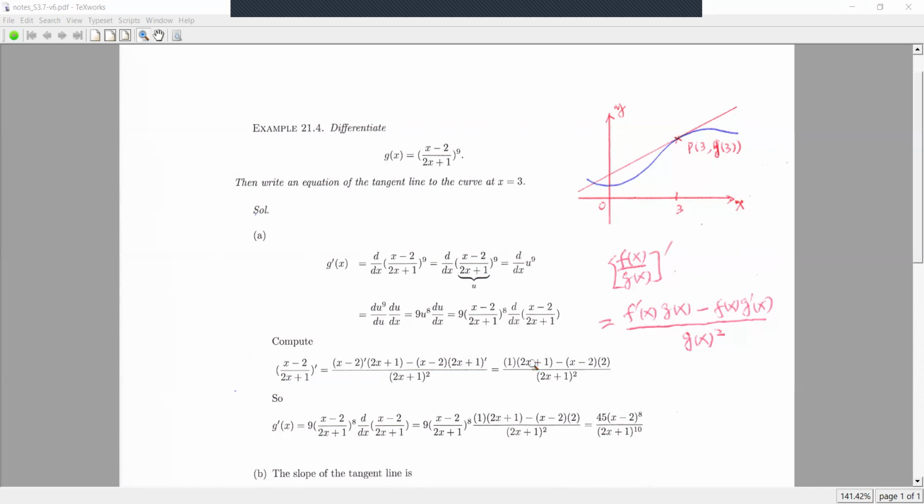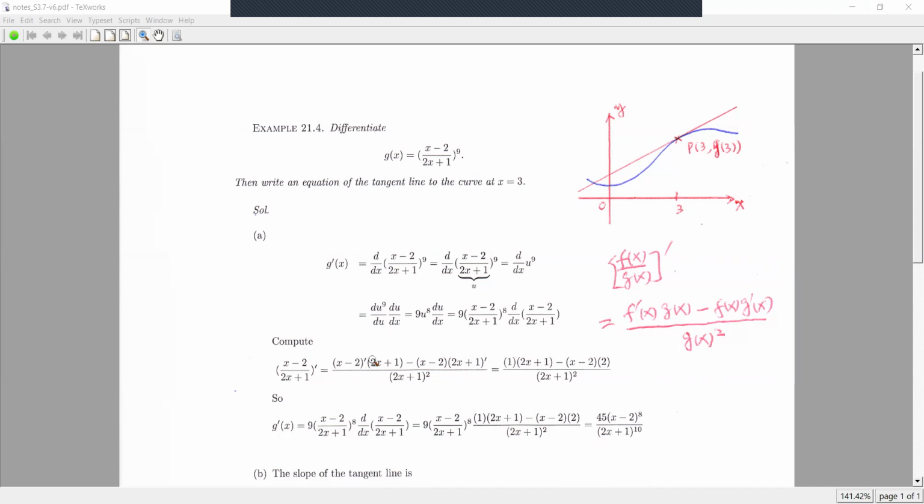In the following, I compute this derivative. Because the function in this derivative is a quotient, x minus 2 over 2x plus 1, I use the quotient formula to compute this derivative. By the quotient formula, the derivative is derivative of the top, the top is x minus 2, times the bottom, the bottom is 2x plus 1, minus the top times the derivative of the bottom. Then all divided by the bottom squared.